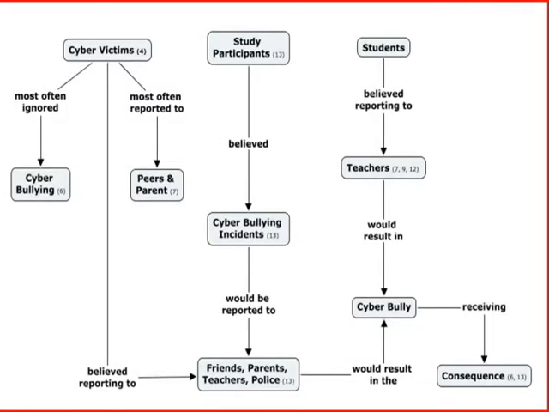75% of participants believed that cyberbullies would receive some sort of consequence for their action if the incidents were reported to friends, parents, teachers, or the police. Relating specifically to students, 83% of them believed that teachers could stop cyberbullying when informed. One of the characteristics of cyberbullying is that it is rarely disclosed. The most commonly used strategy by cyber victims was to ignore the cyberbullying. When cyber victims do report, they do so most often to peers and parents.